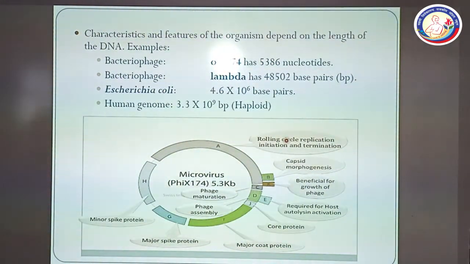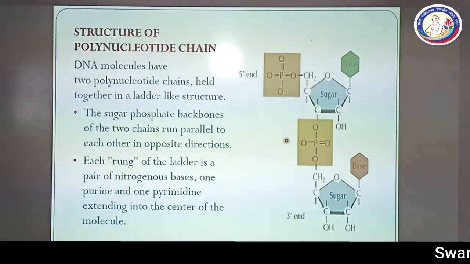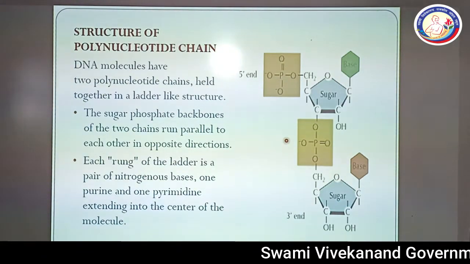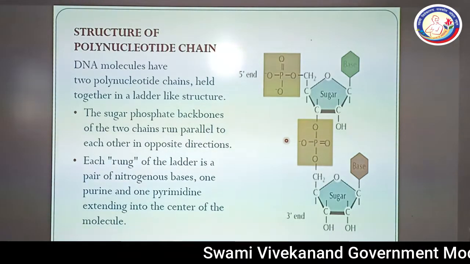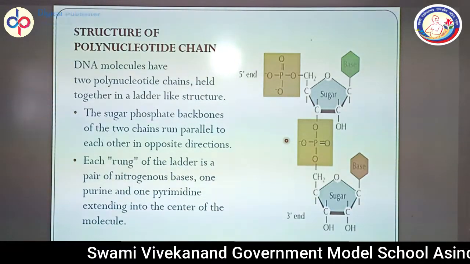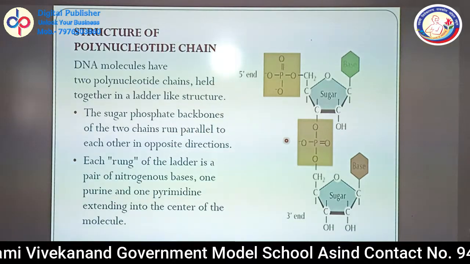In the next part of the slide, you can see the structure of the polynucleotide chain. DNA molecules have two polynucleotide chains held together in a ladder-like structure. You have seen a ladder in your house. It looks like the ladder. There is a backbone in the ladder which is made of sugar and phosphate, while the steps are made of nitrogen base pairs. So you can see the sugar phosphate backbone of the two chains run parallel to each other in opposite directions.